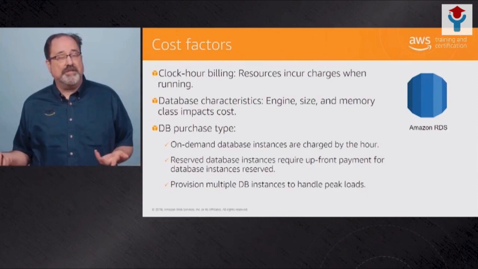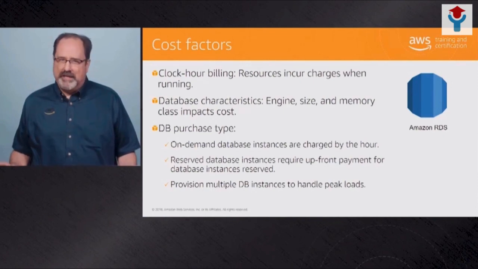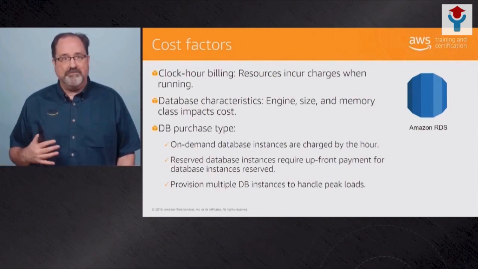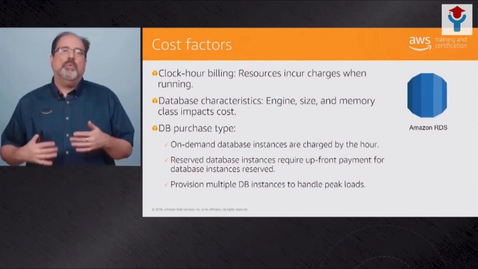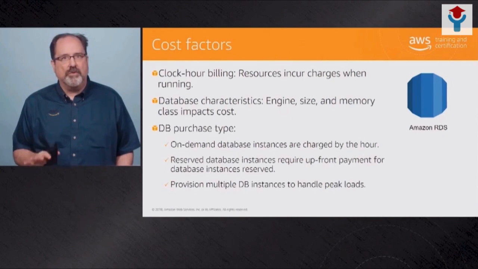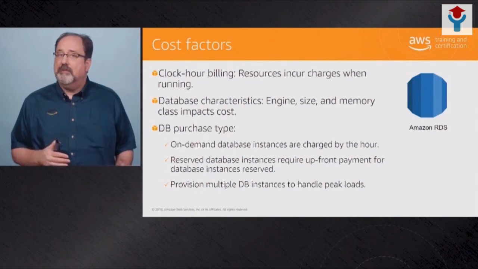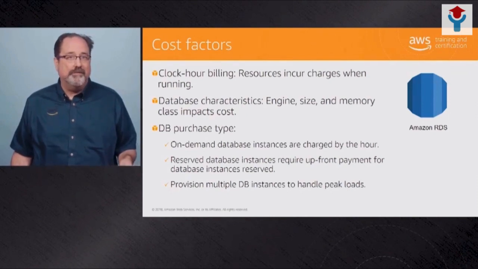The database characteristics themselves, such as the physical capacity of the database you choose, will affect how much you're charged. Database characteristics vary depending on the database engine, size, memory class, even the database purchase type. When you use on-demand database instances, you pay for the compute capacity for each hour your database instance runs with no required minimum commitments. With reserved database instances, you can make a low one-time upfront payment for each database instance you wish to reserve for a 1-year or even a 3-year term. The number of database instances. With Amazon RDS, you can provision multiple database instances to handle your peak loads.